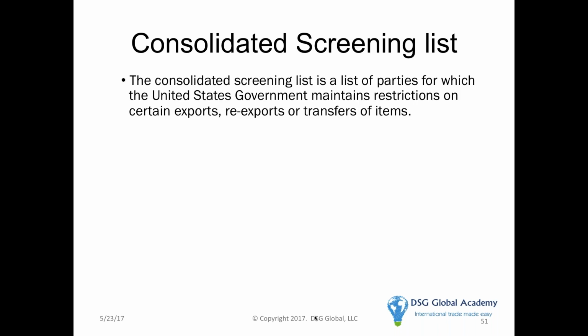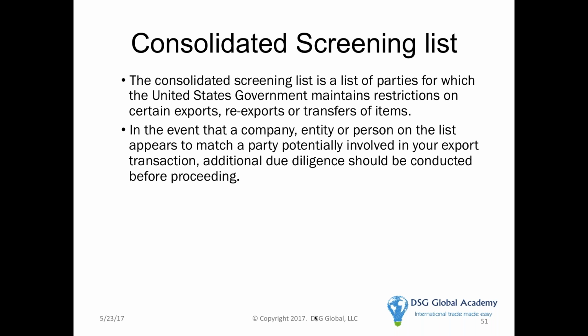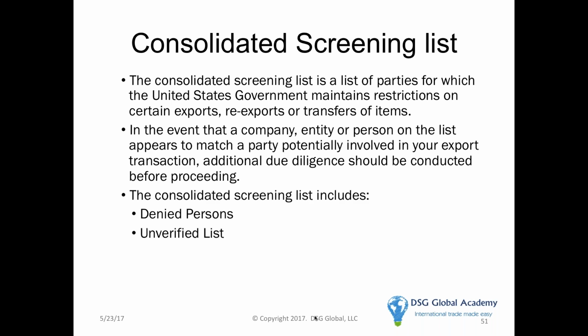I recommend every company that exports take a look at the consolidated screening list. It includes all the various restrictive lists published by the US government that you cannot export to, like the denied persons list, the unverified list, entities list, debarred lists. These lists were always different about 10 years ago. Just a few years back, the government consolidated these lists.